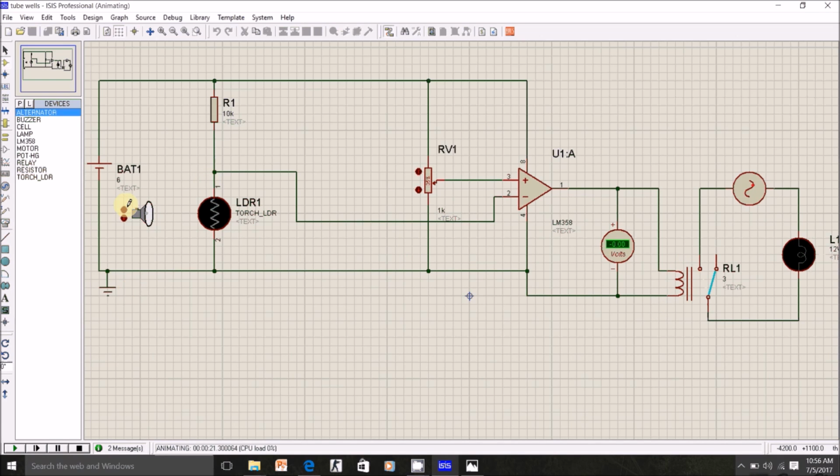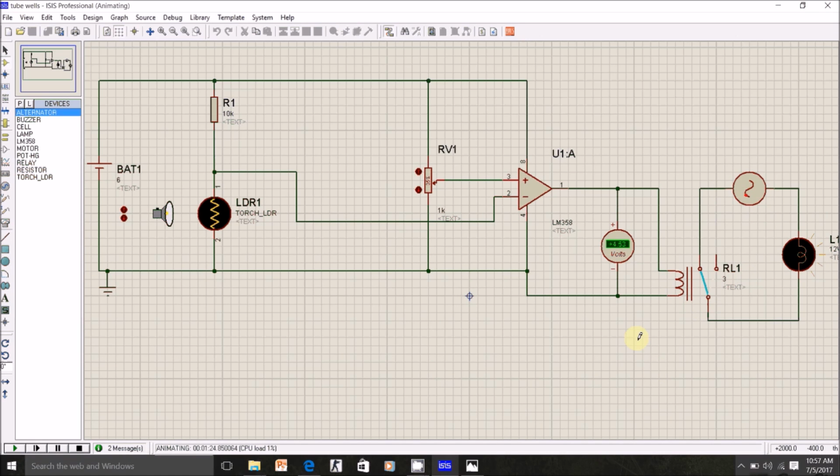If I just increase the intensity, then at this particular position, the potential across this is less than the potential at third terminal. That means I'm getting 1 as output, due to which my relay is on. And as you can see, my lamp is glowing. So this is how an AC motor will work. Just replace the DC motor here with an AC motor and the battery here with an AC supply.